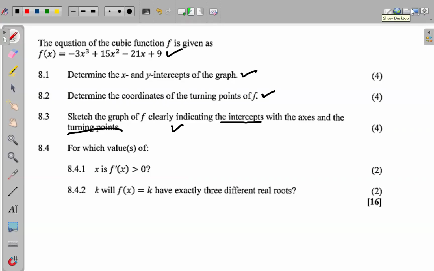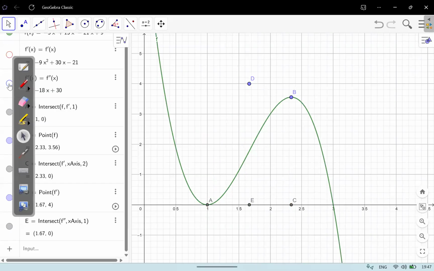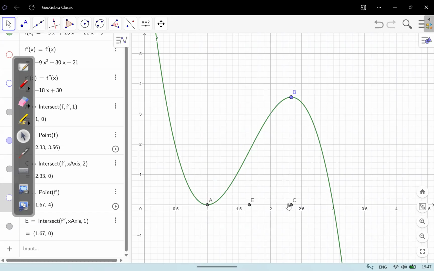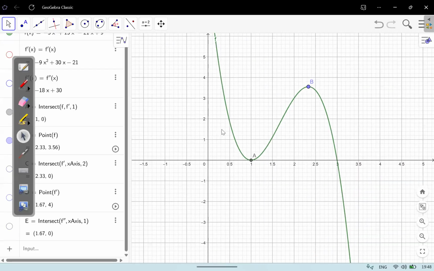But I want us to focus on the two questions 8.4, which are asking basically about the values of x for which the gradient is positive and the values of k for which f of x equals k will have exactly three different real roots. You see that question of roots is there. So I would like to deal with this. This is where students lose marks, and it pains me when students lose marks on such easy matters. So please pay attention now, because what I'm about to say will bring your nightmares to an end.